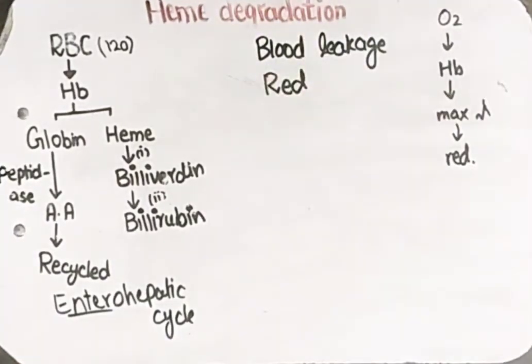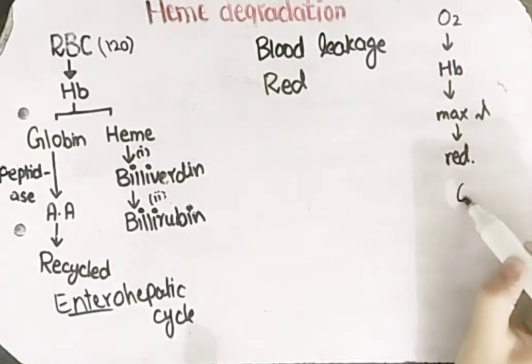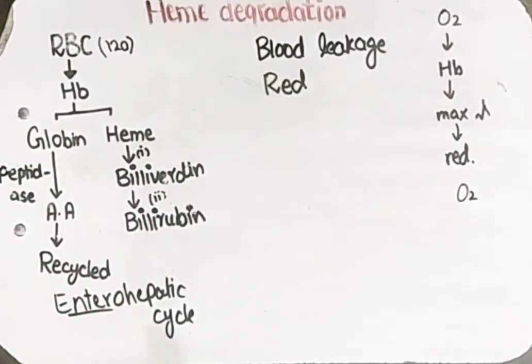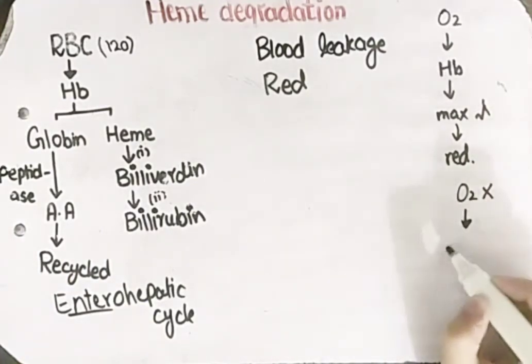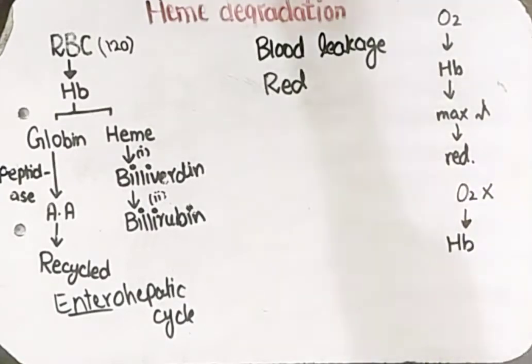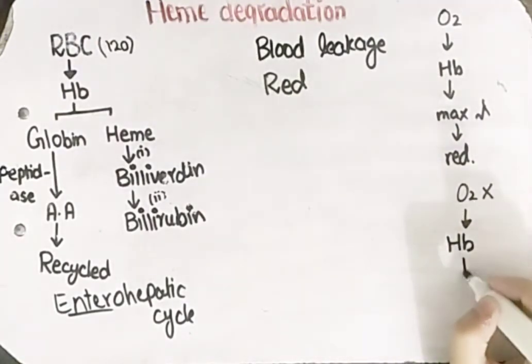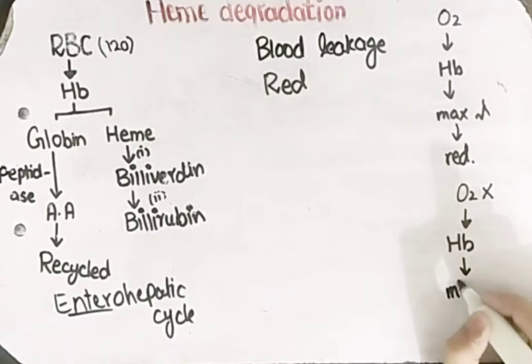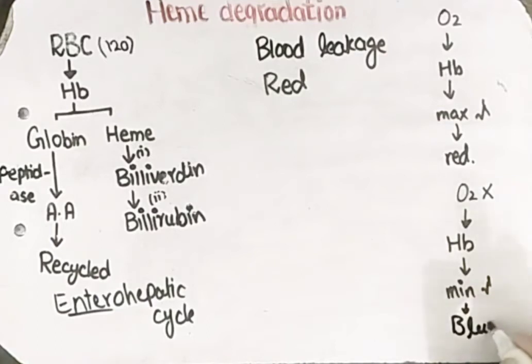Now what happens next? After 1 to 2 days, the blood starts getting deoxygenated. It starts removing its oxygen. And do remember, when oxygen is not bound to hemoglobin, the capacity of hemoglobin to reflect the maximum wavelength decreases so much that now it can reflect only the minimum wavelength. And you know what the minimum wavelength is? The minimum wavelength is blue in color.